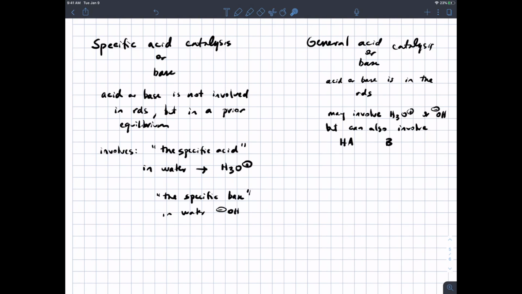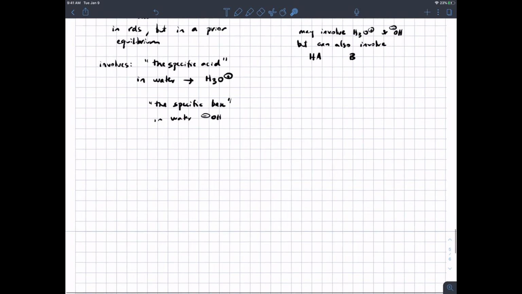Who, you may ask, were the idiots that came up with this designation? And I just have to say, not it. Sorry. But you will hear people talk about this, but remember when they do that it comes down to a specific kinetic issue. Is the acid involved in the rate determining step or instead in a prior equilibrium?